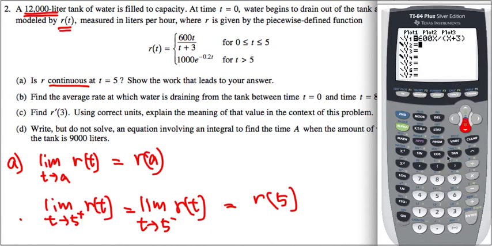How about the second one? It is simply 1000 e to the negative 0.2 x.